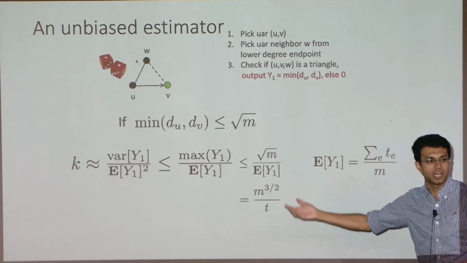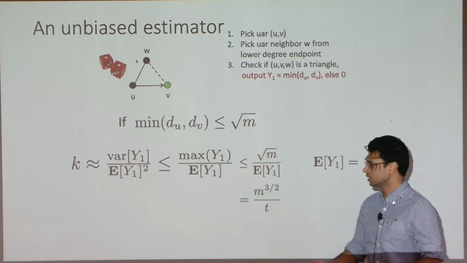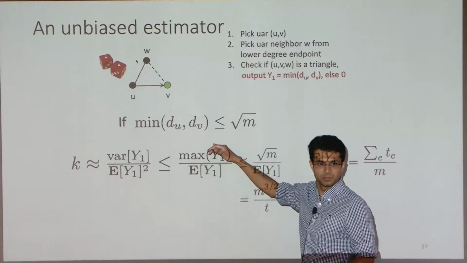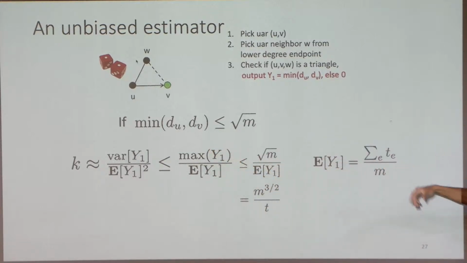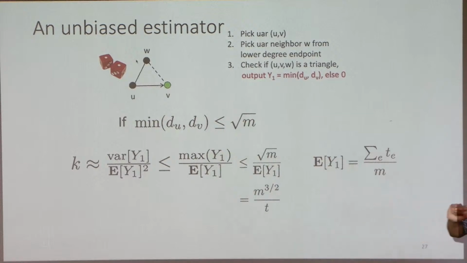This m to the 3/2 by t, where is it coming from? This is one way in which it's naturally emerging, by making, albeit, a strong assumption. Okay? And so this gives us the baseline of what we want to get. And now we need to deal with the case that maybe for some edges, this min of du, dv may be much larger. Okay, questions?